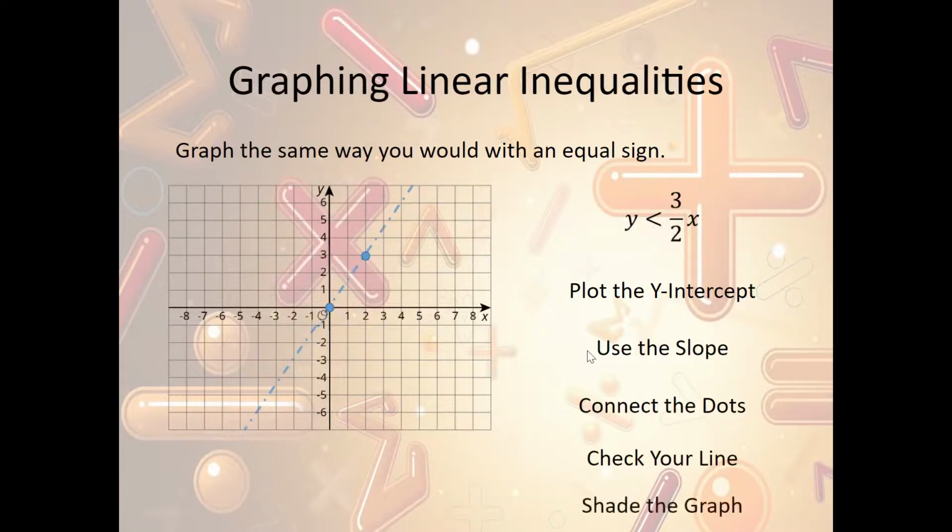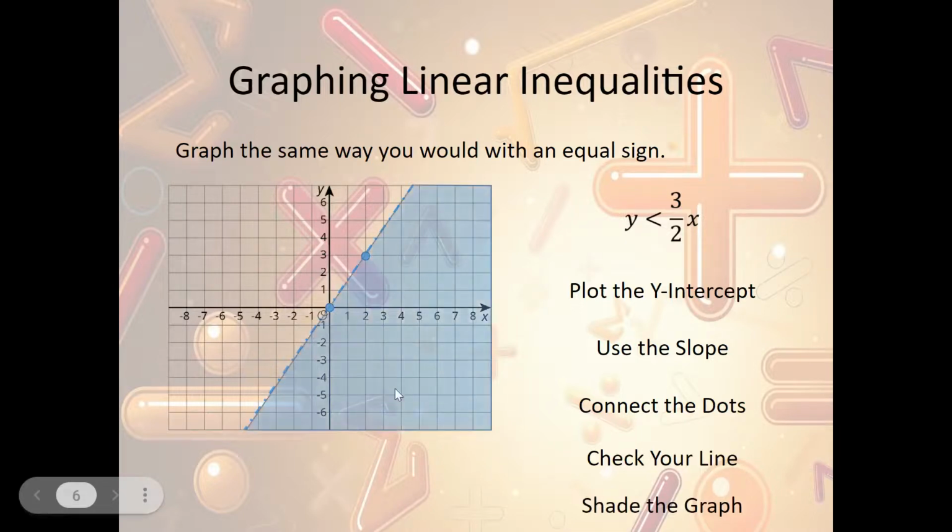Now I just need to shade it. It says y is smaller than the line, so I'm going to go along my y-axis and find where it meets the line, which is here, and I want all the y's that are smaller. All of those are down here, so I'm going to shade everything on this side of the line.